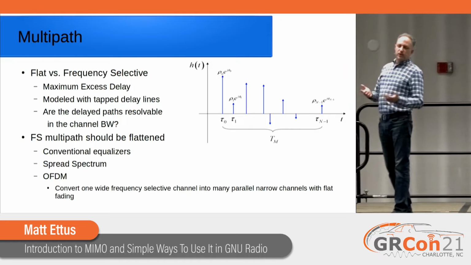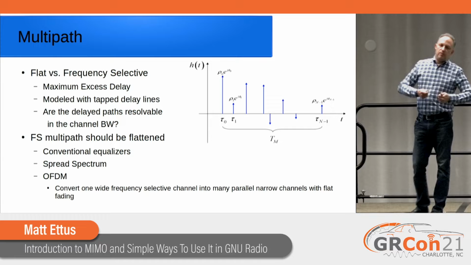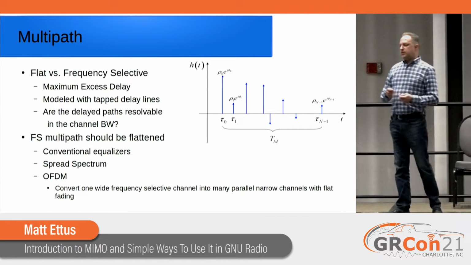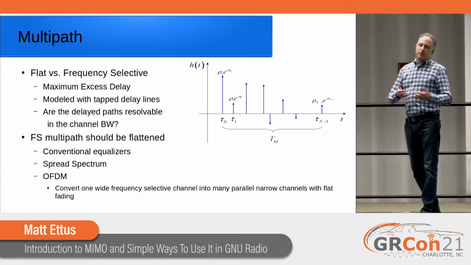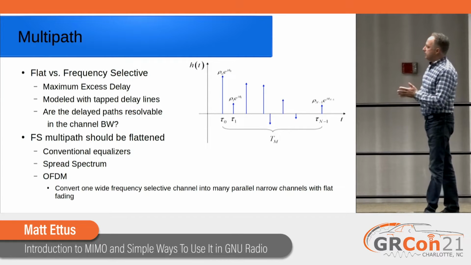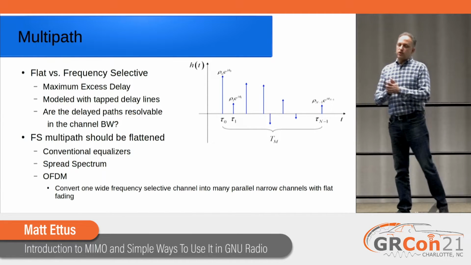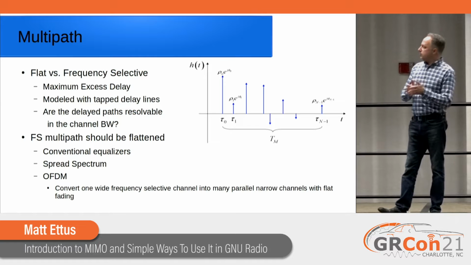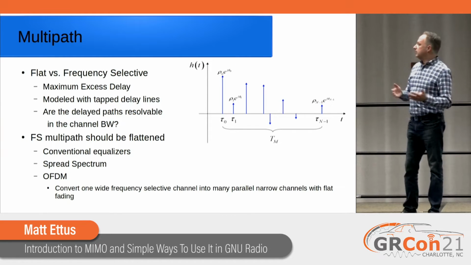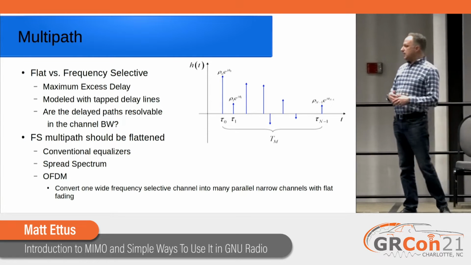And so these are typically modeled with tap delay lines, and whether your fading is frequency selective or flat really depends both on how much excess delay there is, and how much bandwidth you're using. Just like as we always see in the Fourier transform, the longer the time, the narrower the frequency. So if you've got a narrower bandwidth that you care about, it's much more likely to be flat fading than if it's wider.